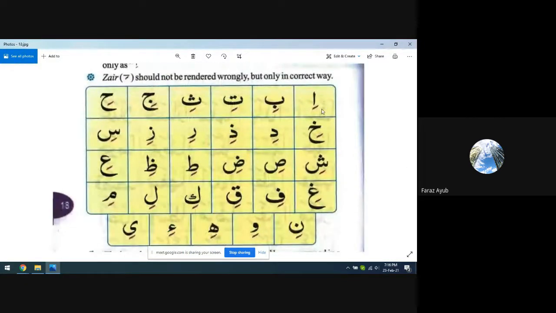So the next lesson is about zir or kasra. The voice of kasra is e. Just like hamza zir or hamza kasra e, ba kasra b. We cannot stretch any word without any reason. If you are reading hamza zir e, it's wrong. Hamza zir ba zir b, it's wrong. It's ba zir b or ba kasra b.